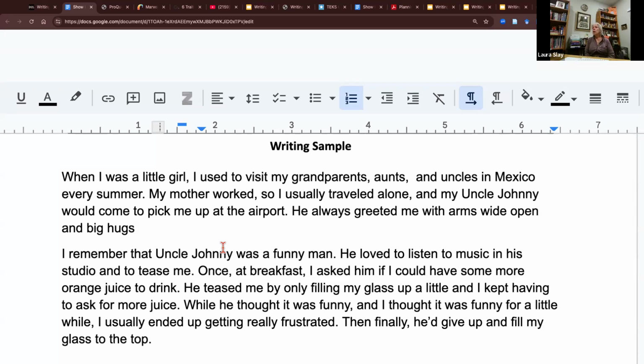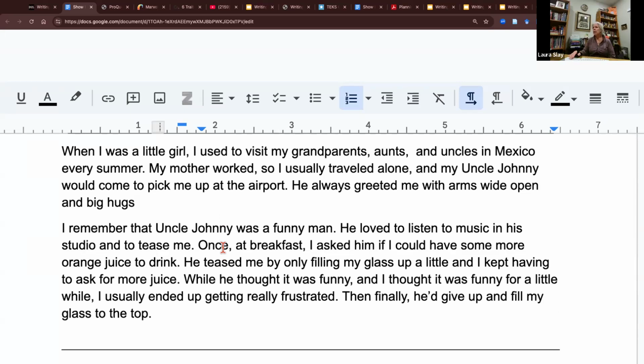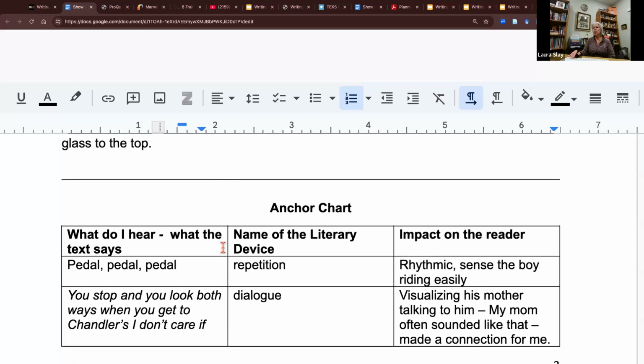I remember Uncle Johnny was a funny man. He loved to listen to music in his studio and tease me. Once at breakfast, I asked him if I could have some more orange juice to drink. He teased me by filling my glass up a little, and I kept having to ask for more juice. Well, he thought it was funny. I thought it was funny for a little while, and I usually ended up getting very frustrated. Then finally, he'd give up and fill my glass to the top.